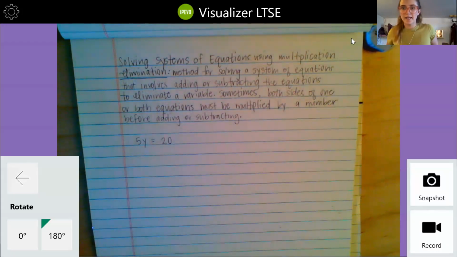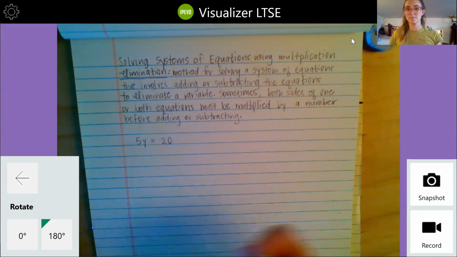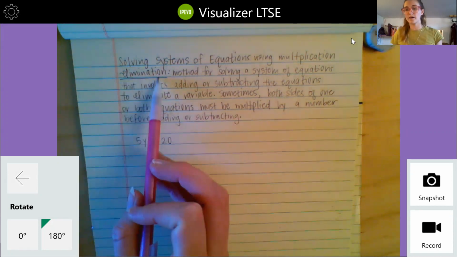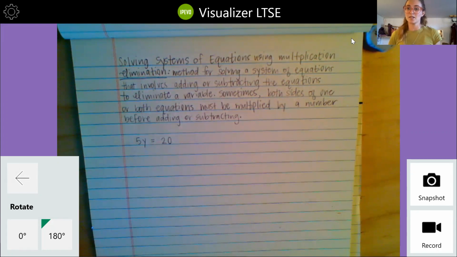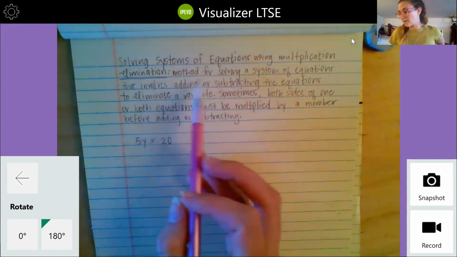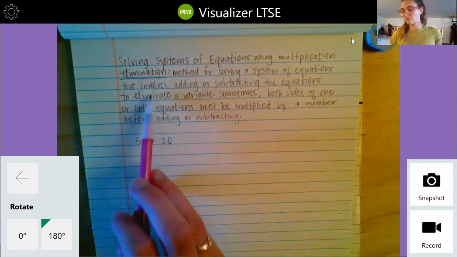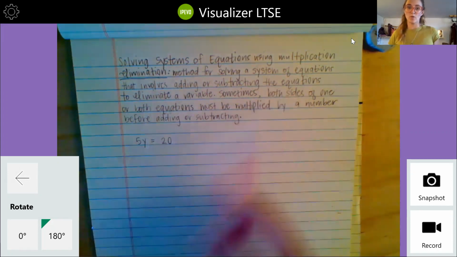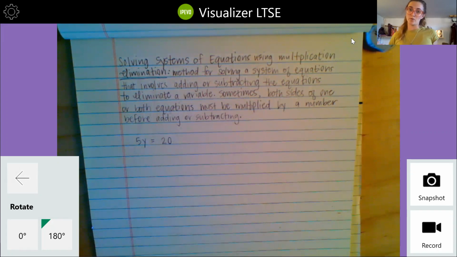All right, we're going to go ahead and talk a little bit more about the elimination method for solving systems of equations. So just to go over elimination, the definition of the elimination method is it is a method for solving a system of equations that involves adding or subtracting the equations to eliminate a variable. Sometimes both sides of one or both equations must be multiplied by a number before adding or subtracting. So I just want to talk through this again.